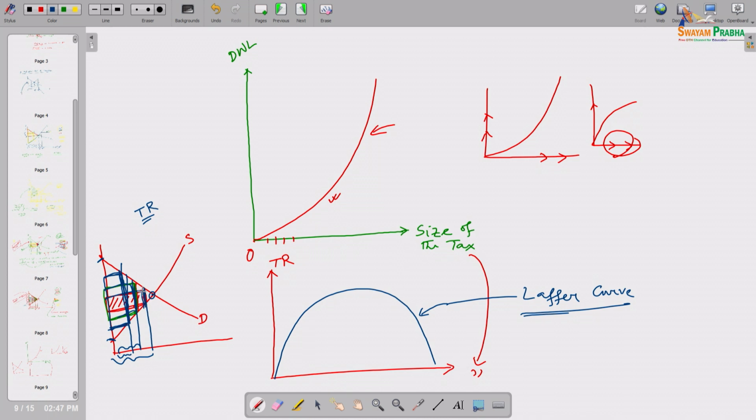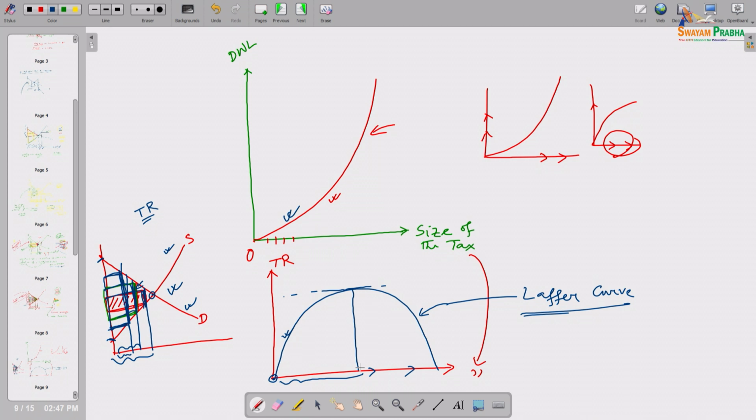Look at the alternative rectangular areas we have demonstrated here in this panel. You can understand that when tax size is 0, tax revenue is also 0. So both curves will start from the origin. Then you can see that tax revenue is increasing until a level, and even after that, if tax size increases, it will fall. So maybe given this kind of demand curve and supply curve, perhaps this is the optimum tax size.